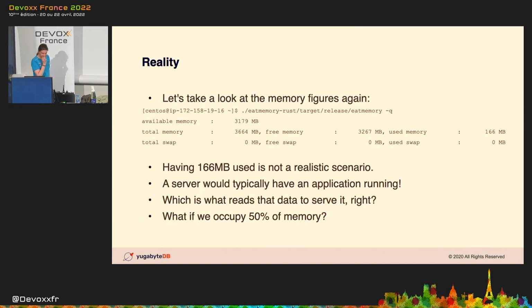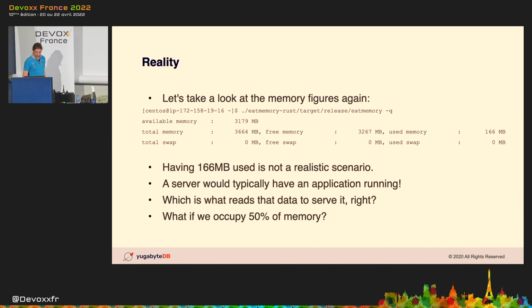But is this reality? This tiny amount is not realistic. If I'm using data 9 out of 10 times, there is an actual application running on the system, and that application needs memory, because that is why you fetch data, to put it in your application. So how would it look if there is an actual application running?